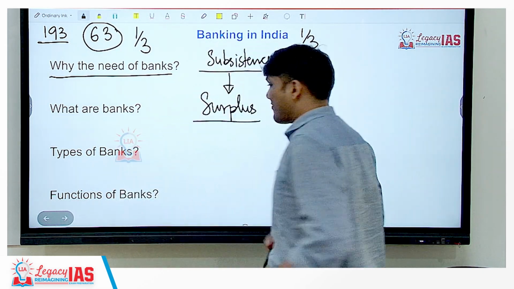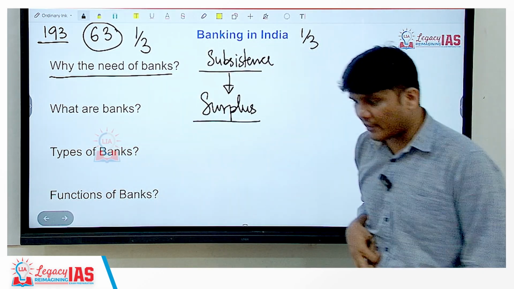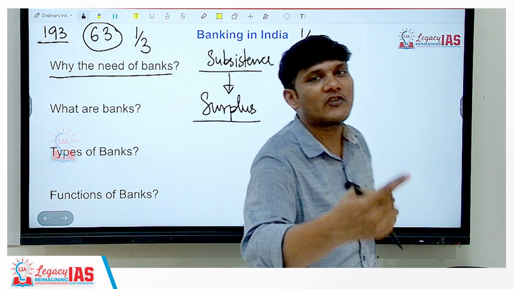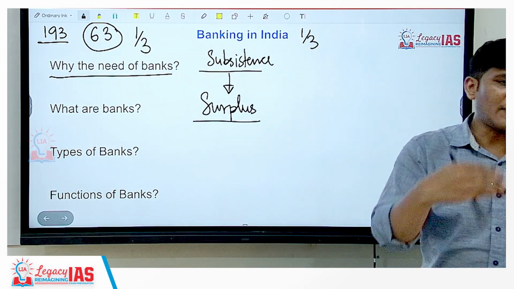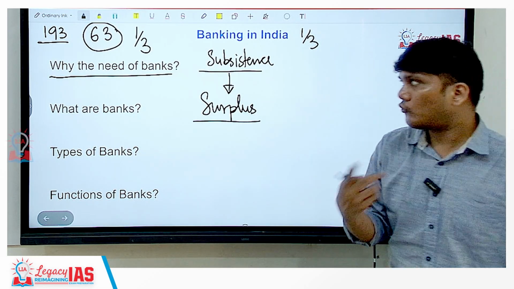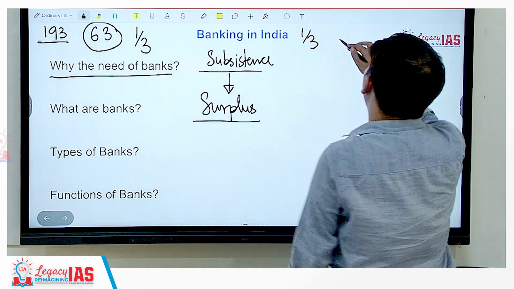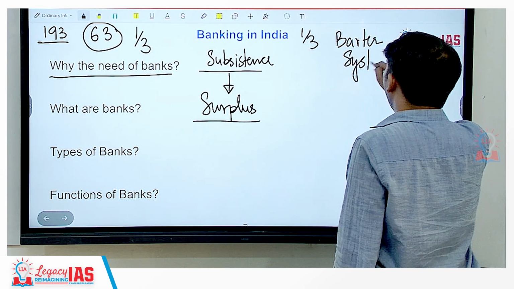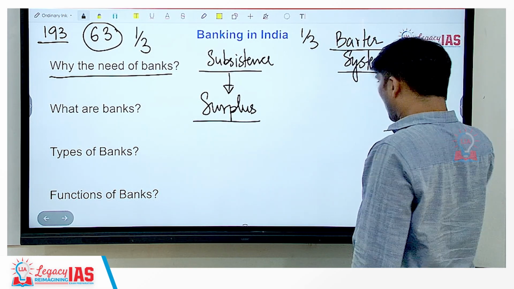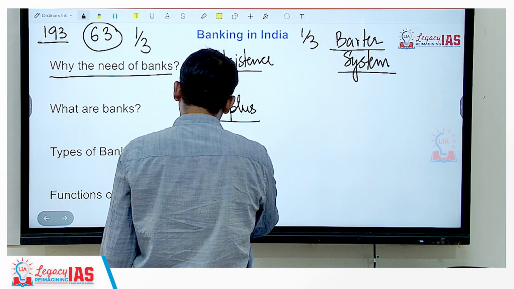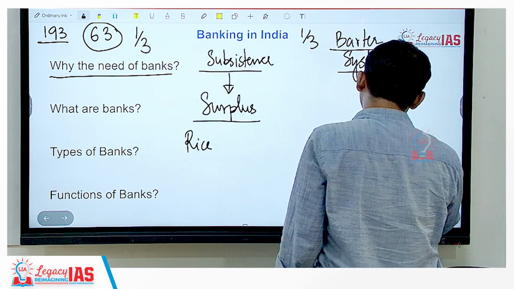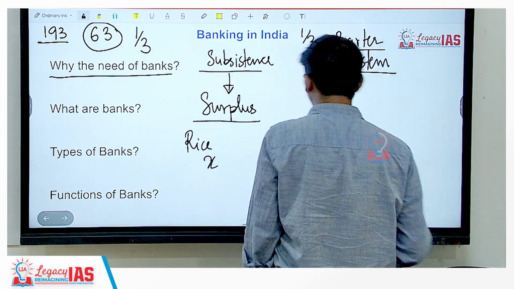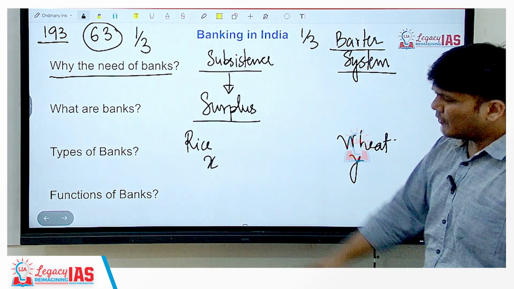Surplus started happening. When there is a surplus, I have certain additional things. So now when I have certain additional things, what will I do with them? I will exchange them with you, for something additional that you have. So initially, what was there was the barter system. In the barter system, goods were exchanged. So let's say I have additional rice, you have additional wheat, I give you X amount of rice, you give me Y amount of wheat. Correct? But what's the problem in this?